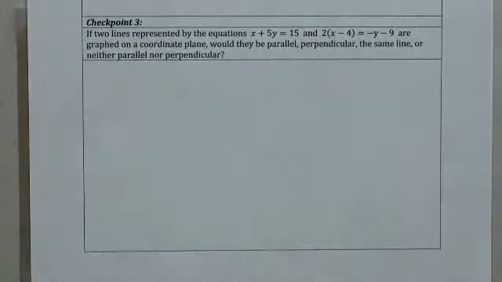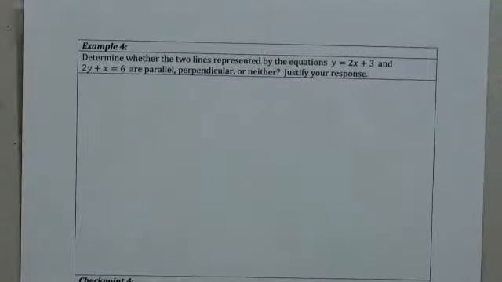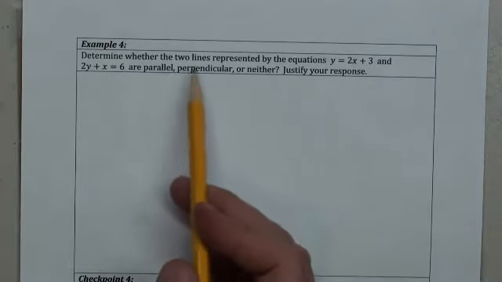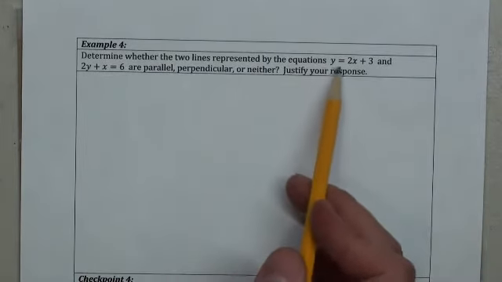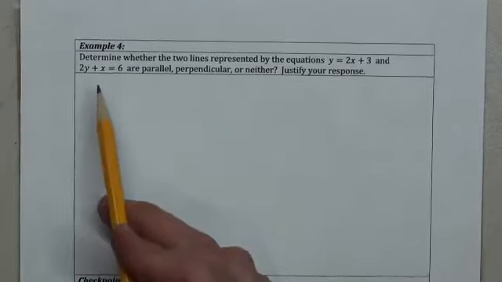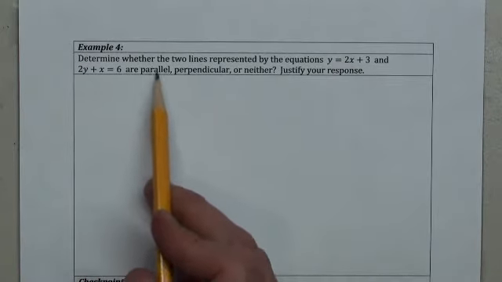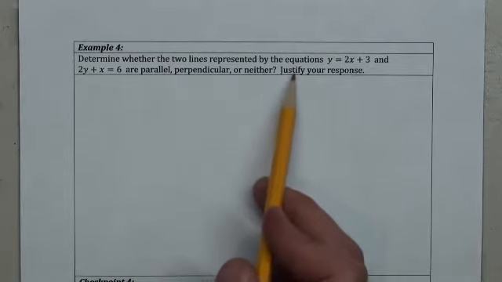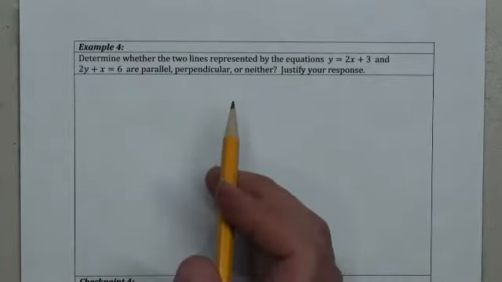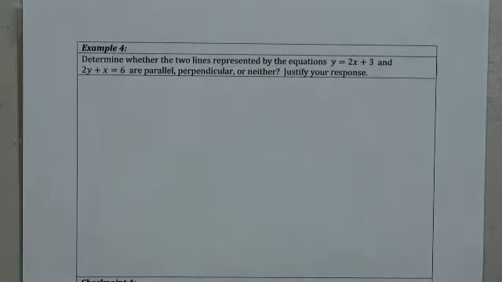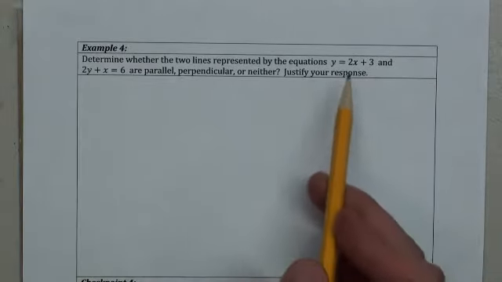You can do checkpoint 3 on your own. On the back we have example 4. Determine whether the two lines represented by the equation y equals 2x plus 3 and 2y plus x equals 6 are parallel, perpendicular, or neither. Justify your response. So this time we have to write a little statement at the end, okay? But we have to show the same work.